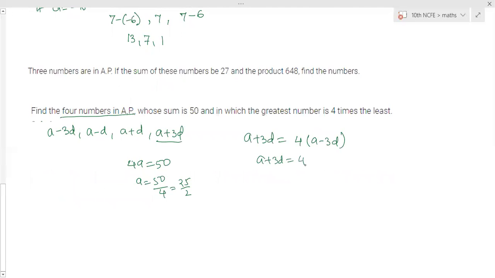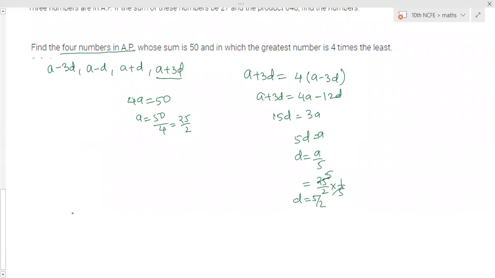A plus 3D is equal to 4A minus 12D. So it is 3A is equal to 15D. A is equal to 5D. So D is equal to A by 5. A is 25 by 2 into 1 by 5. So D is equal to 5 by 2. So the difference we got and A we got. Substitute the values in A minus 3D. Is the answer 5, 10, 15, and 20 and the reverse? Yes, that's right.